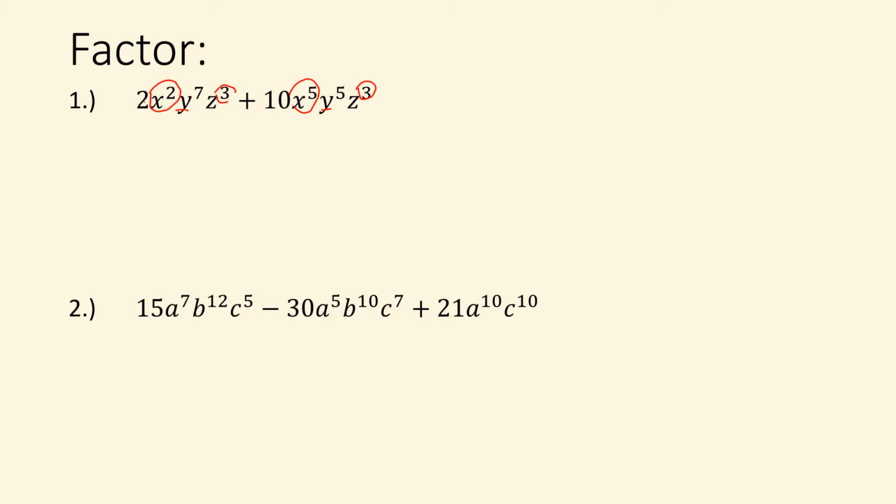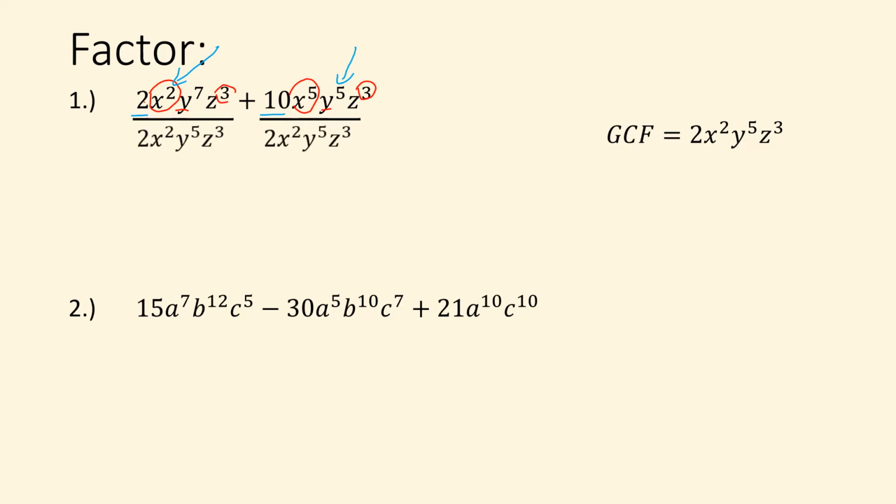And the GCF is going to be the smallest variable that exists in all of the terms. So the smallest x that we have is this x squared. The smallest y is the y to the 5th over here. And the z's are the same, so that's going to be part of our GCF. So the full GCF is a 2 because that goes into both of these numbers, x squared because that was the smaller variable when they both had x's, y to the 5th, z cubed.